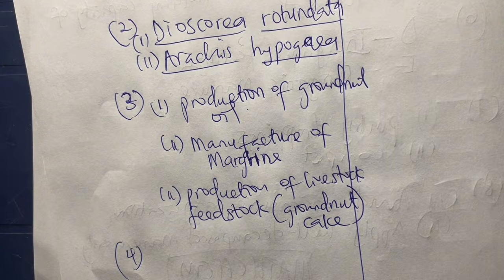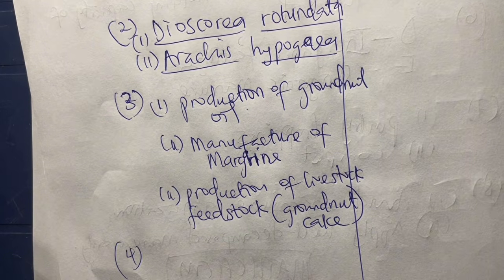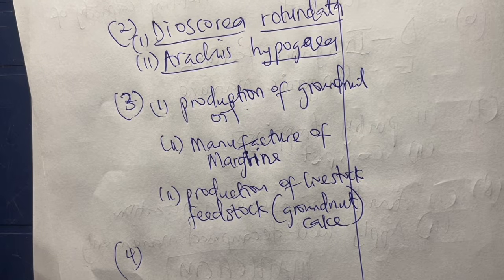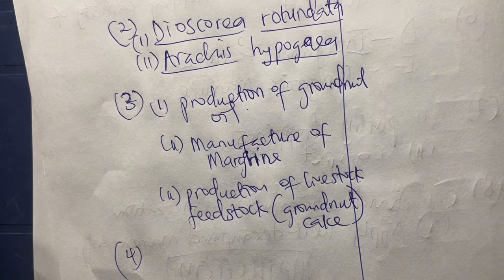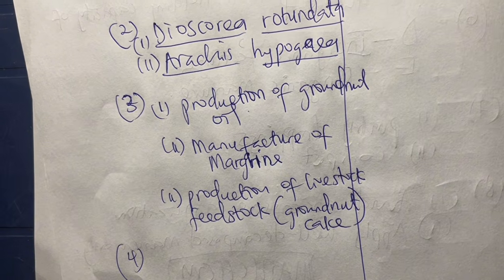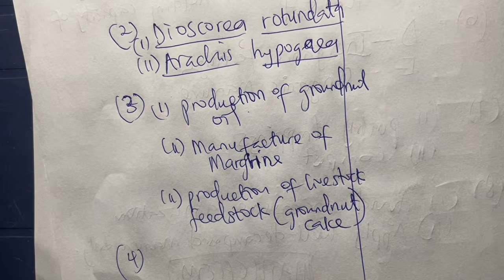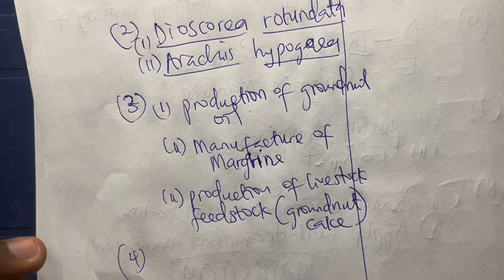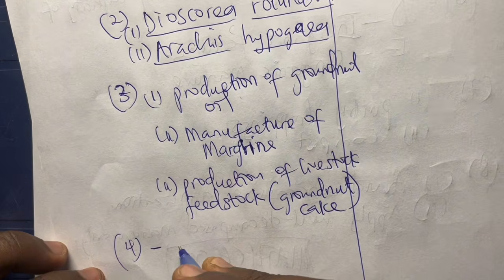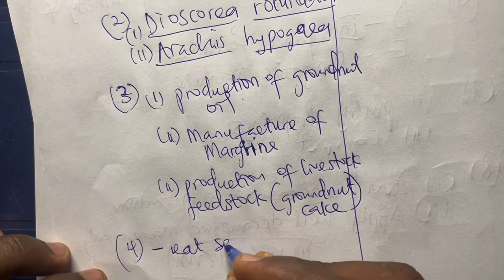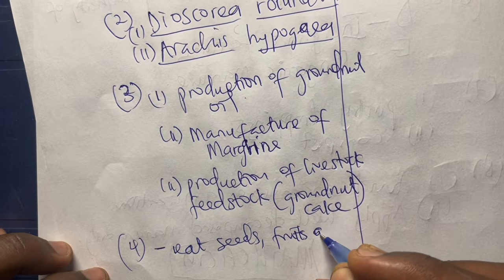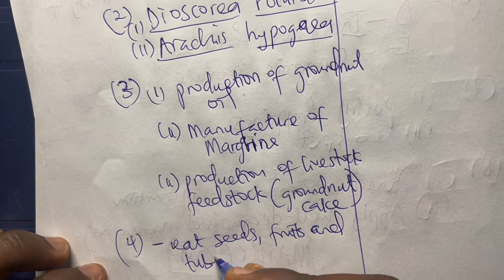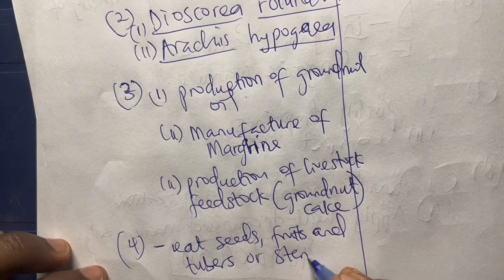So now look at the rat. What does the rat do? Basically, the rat feeds on the seeds of those crops, and it also eats the fruit, the tubers, even the stem. That's one of the damages the rat does to these crops. You can just put it however you like: it eats seeds, fruits, and tubers, or even stems of crops.